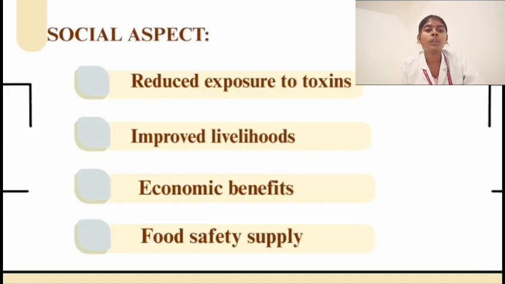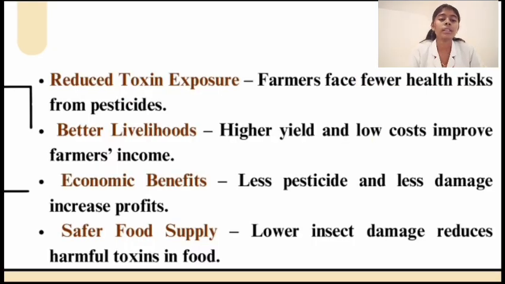Now, let's talk about the social aspects of Bt crops, including the topics: reduced exposure to toxins, improved livelihood, economic benefits, and food safety and supply. So, next we will discuss the social aspects of Bt crops. First, reduced exposure to toxins. Bt crops reduce the need for chemical pesticides. So, farmers are exposed to fewer harmful chemicals, which improves their health.